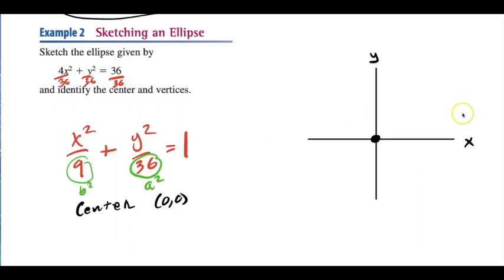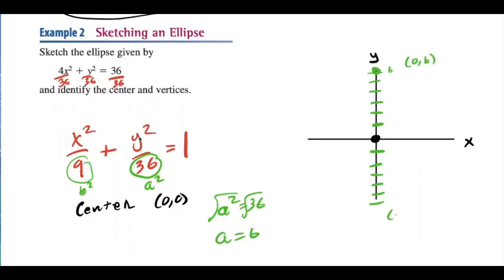When we graph it, we just want to graph the a. I know a squared equals 36. Square root both sides, a equals 6. That's how much we're going to travel on our y, because it's underneath the y squared. 6 up, right there. And we're going to go 6 down. This point here will be 0, 6. This point here will be 0, negative 6.